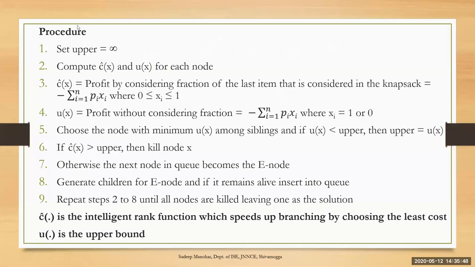The procedure for this: you have to set the upper to infinity. You have to compute the C cap of x and u of x. So what is the C cap of x? It is an intelligent rank function. And what is u of x? How do we calculate C of x and u of x? C of x is the profit by considering the fraction. We consider the fraction and we calculate the profit of the knapsack. So that is C of x. What is u of x? We calculate the profit without considering the fraction. That is u of x.